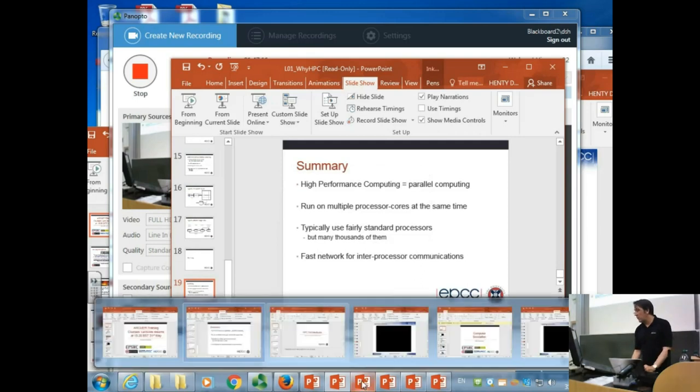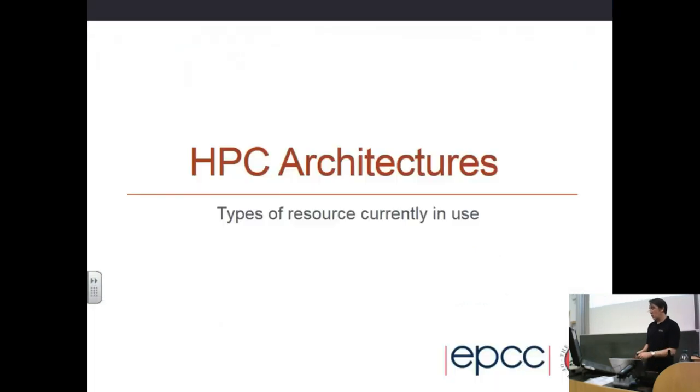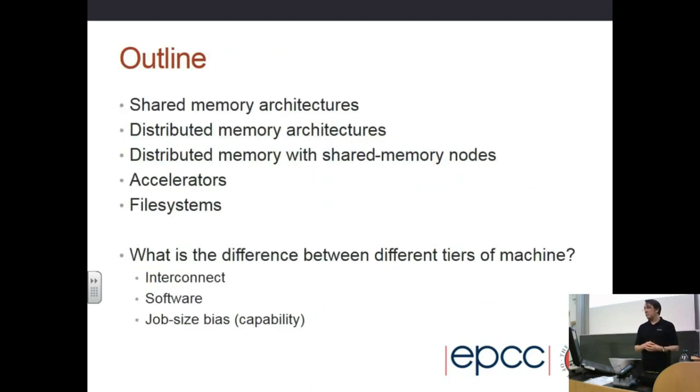Now, what I wanted to do is talk a bit about the architecture of how machines are put together. What kinds of machines are there, and how are they used? I'll talk about shared memory architectures, distributed memory architectures, the combination of the two, and a bit about accelerators. I may talk about file systems, only a couple of slides there, but I'll see how the timing goes. Then I'll give a very brief overview of the way we classify systems, at least in the UK, to give you some understanding of what the terminology means.